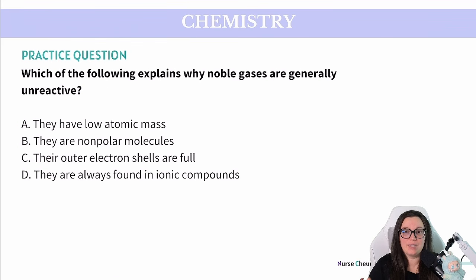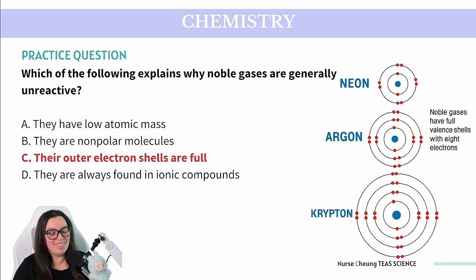Which of the following explains why noble gases are generally unreactive? Is it because they have a low atomic mass? They are nonpolar molecules? Their outer electron shells are full? Or they're always found in ionic compounds? And you guessed it, the correct answer is going to be C. Their outer electron shells are full.